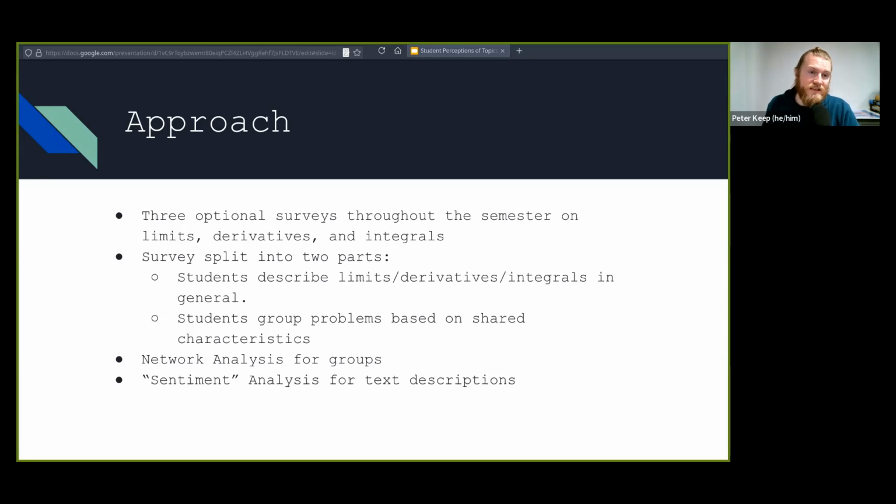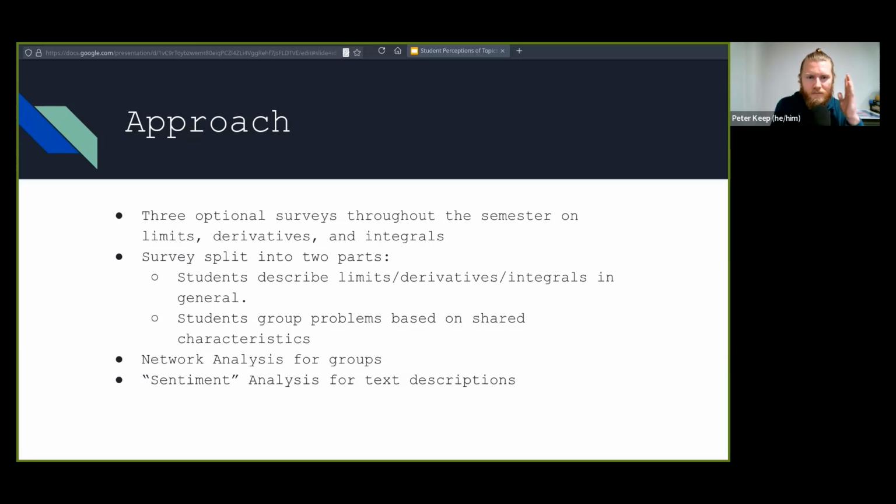The survey was split into 2 different parts. So the first part of it, we just asked students to write some written responses to describe limits, derivatives, and integrals in general. We had some prompts for them that they could answer, describing the main ideas of them, talking about what was important in these objects that we're studying for the semester.